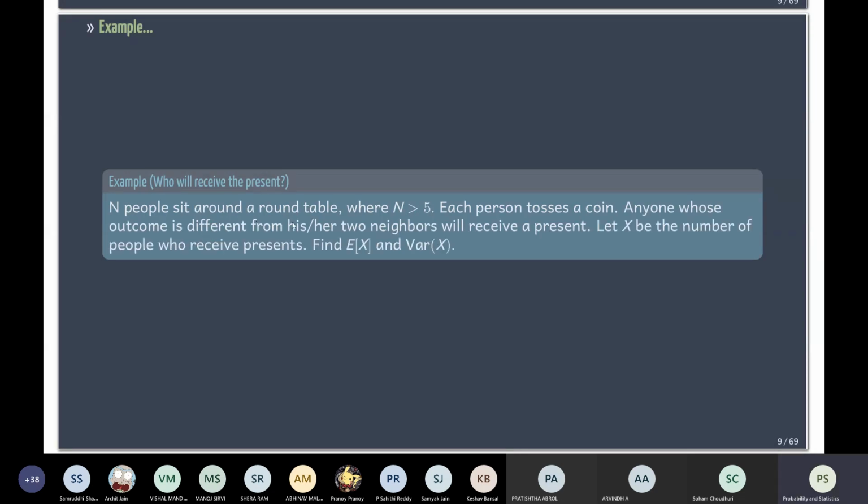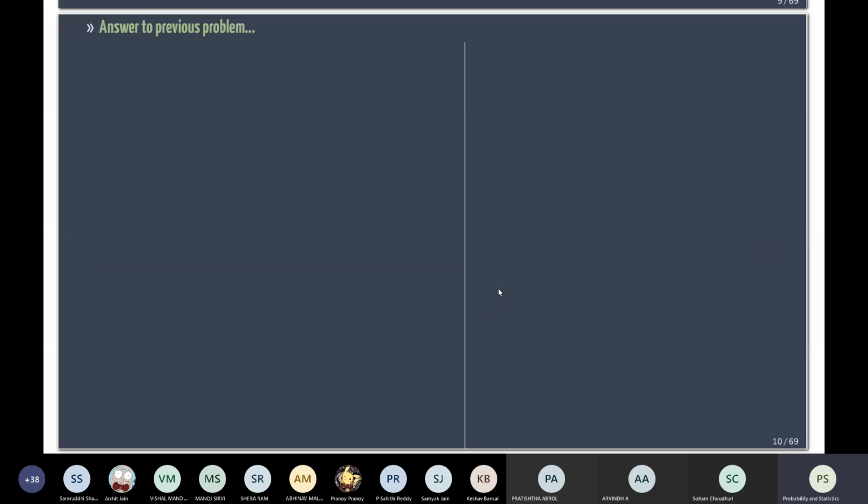Okay, so n people sit around a table where n is greater than 5, each person tosses a coin. Anyone whose outcome is different from his or her two neighbors will receive a present, and so on. Try this as an exercise maybe. So I'm going to skip.